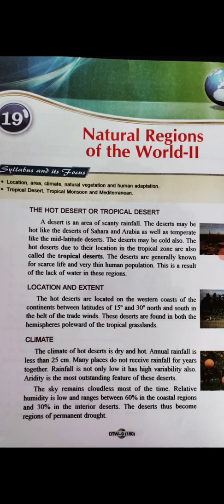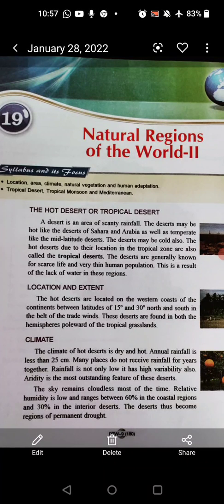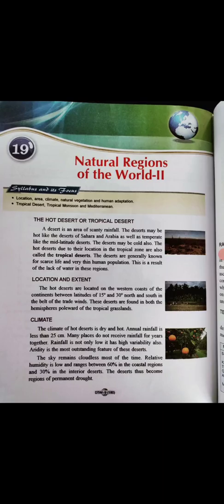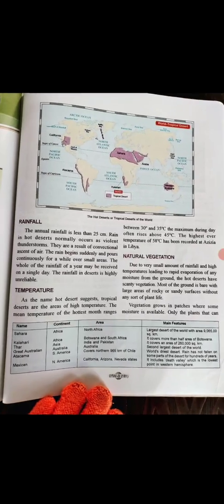The sky remains cloudless most of the time. It means there's a clear sky, because there's no precipitation and no evaporation. How will clouds form? Relative humidity is very low, meaning the presence of water vapor is very little. It is between 60% in the coastal region and 30% in the interior of the desert. If the desert is towards the coastal region, then it will be 60% humidity, and if towards the interior, there's only 30% humidity. The desert thus becomes a region of permanent drought. It means it always remains dry.